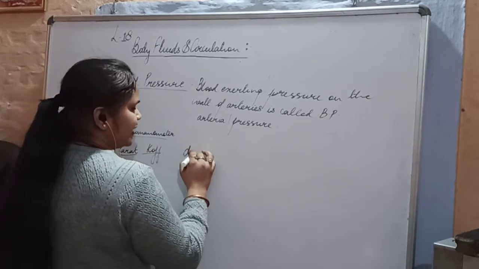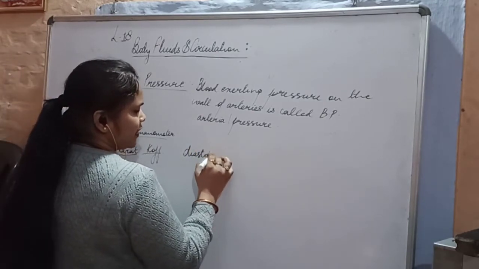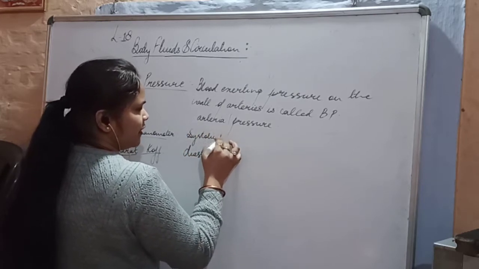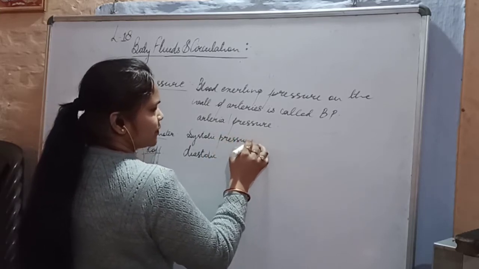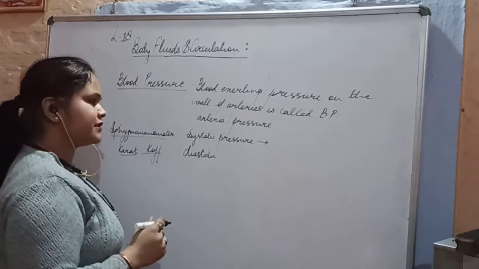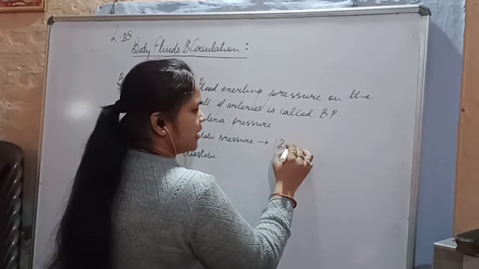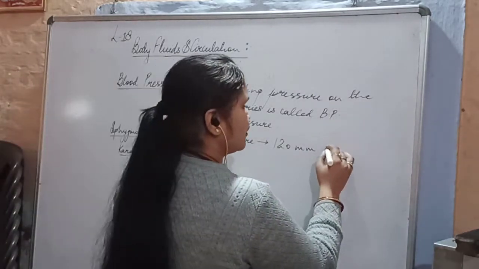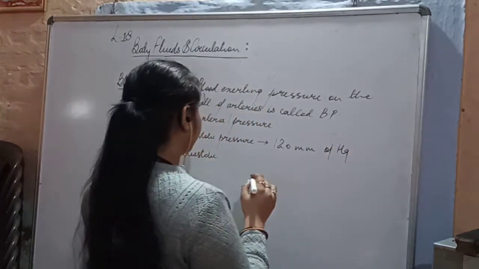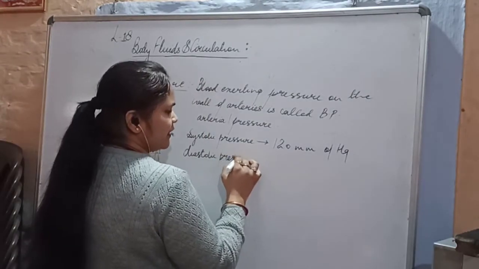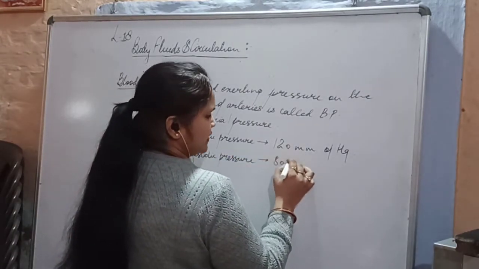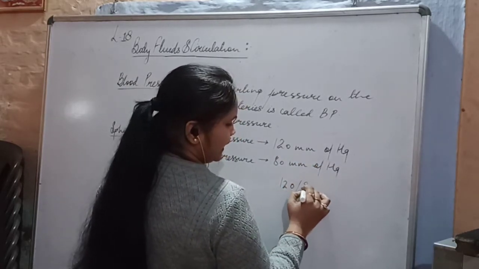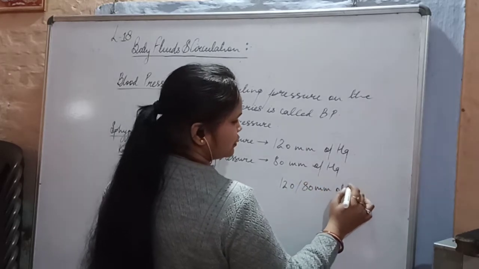We need to understand there are two types of pressures, diastolic and systolic. Systolic blood pressure is the pressure of contraction of the auricles and ventricles. When measured in the sphygmomanometer, systolic pressure comes out to be 120 mm of Hg and diastolic pressure comes out to be 80 mm of Hg. If your blood pressure is 120 upon 80 mm of Hg, your blood pressure is normal.